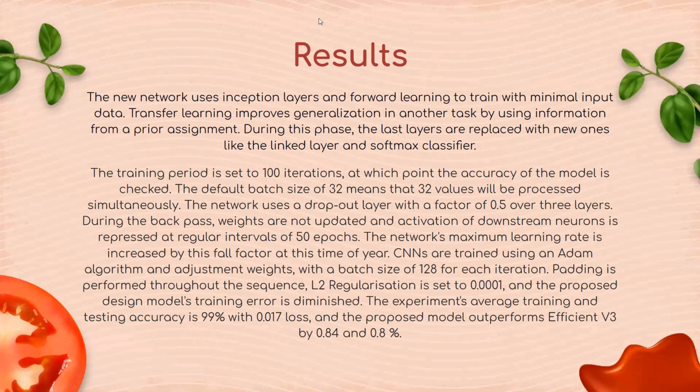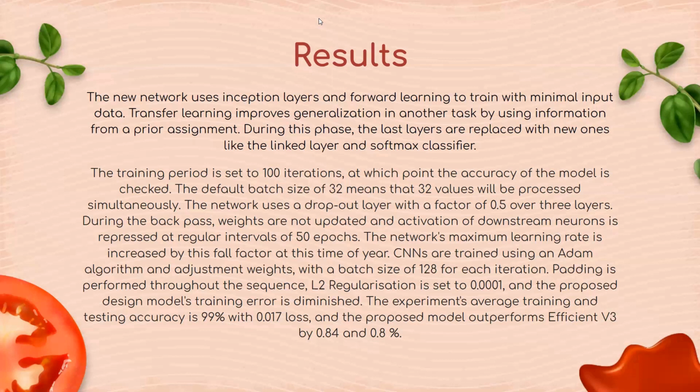So our new network uses inception layers and forward learning to train with minimal input data. So we are using here transfer learning, which greatly improves generalization in another task by using information from a prior assignment. So the last layers are replaced with new layers like the linked layer and the softmax classifier. So now talking about the parameters that we have set for the model.